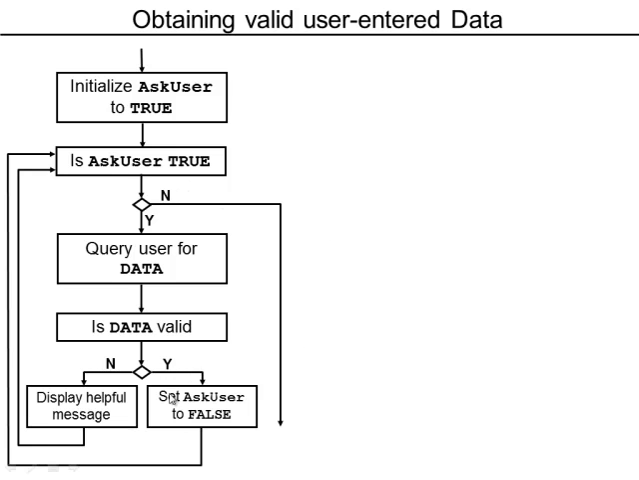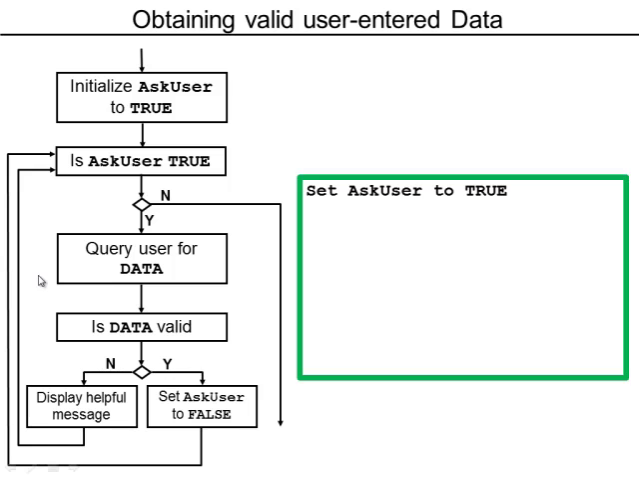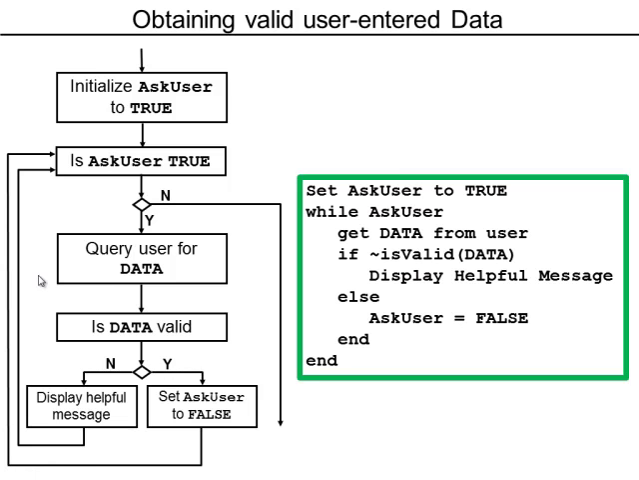So once the user enters a valid piece of data, you'll follow this chain. Yes, askUser will be set to false. We'll go back up. Is askUser true? No, and we'll exit out here to continue. As long as the user keeps entering invalid data, they'll get a message and be asked to re-enter it, and we'll stay in this loop. This pseudocode looks like this.